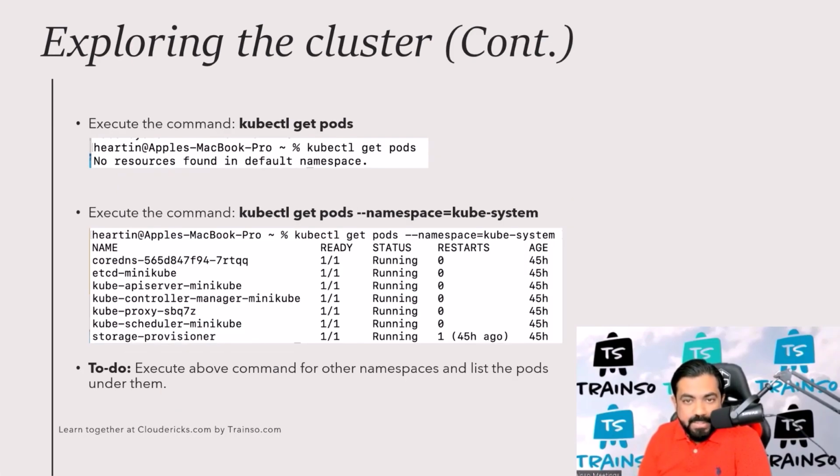If you try kubectl get pods, by default, it will check for pods within the default namespace. You should get a message, no resources found in default namespace, because we have not created anything in the default namespace. Then you can run kubectl get pods --namespace=kube-system. This will return all pods that are available within the kube-system namespace. This includes coredns, etcd, kube-apiserver-minikube, kube-controller-manager-minikube, kube-proxy, kube-scheduler-minikube, storage-provisioner.